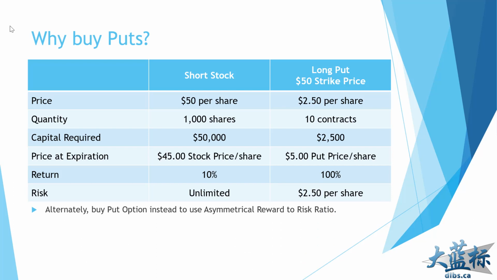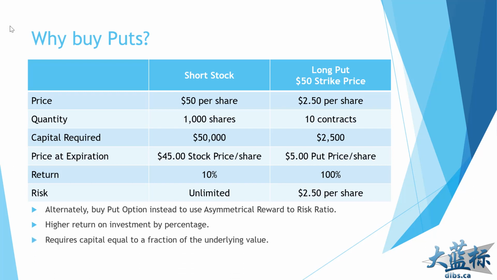So one of my favorite reasons as to why trade options is the asymmetrical reward to risk ratio. I don't see this in many other investments. And you can see clearly it's a higher return on investment by percentage, requires a fraction of the capital, and sometimes you need to have a margin account to pull this off. But again, risk exposure is limited. So there's very few reasons why use a short stock strategy instead.